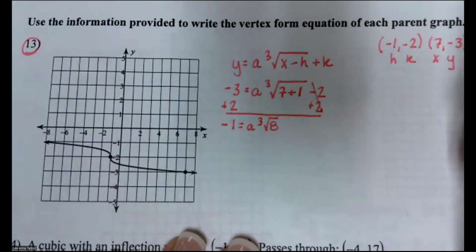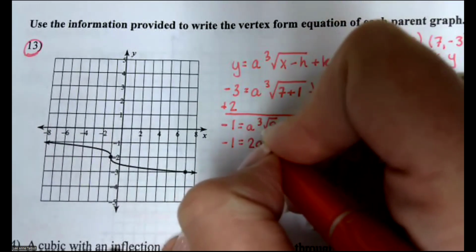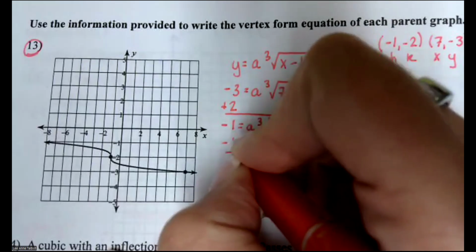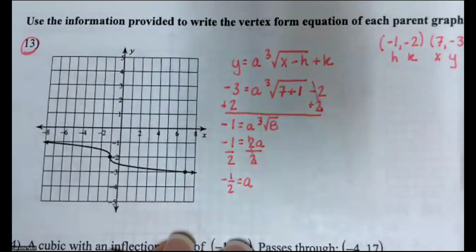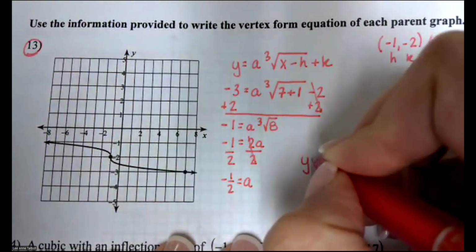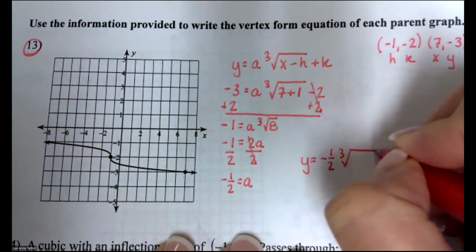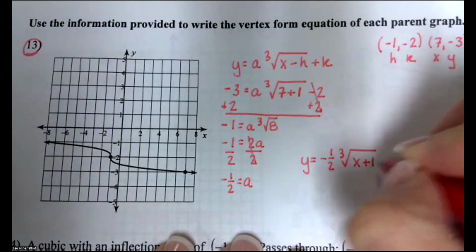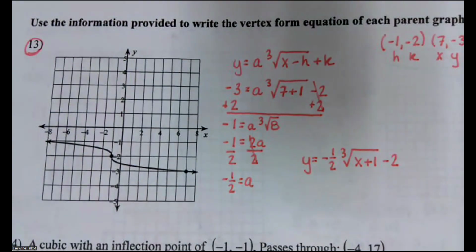What's the cube root of 8, everybody? -1 equals 2a. -1/2 equals a. Okay. And then don't forget your final answer. Y equals -1/2 cube root x plus 1 minus 2. I feel like we've gotten pretty good at that.